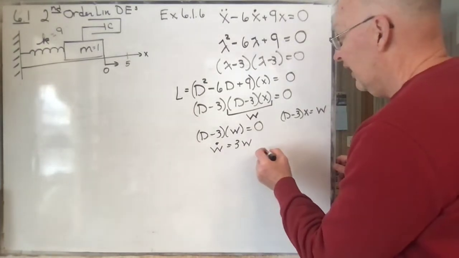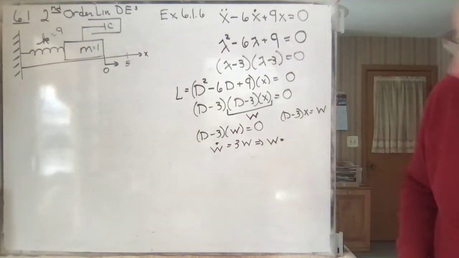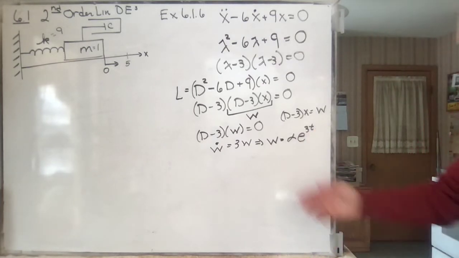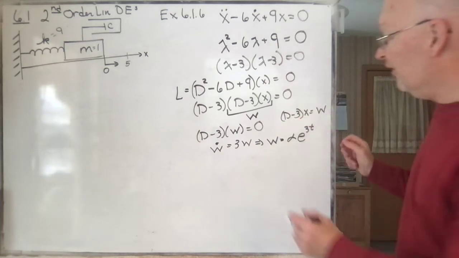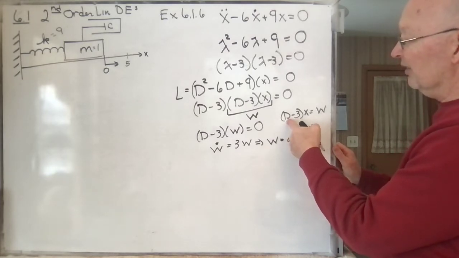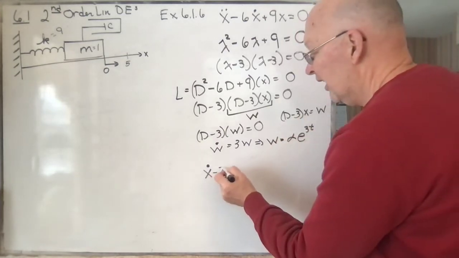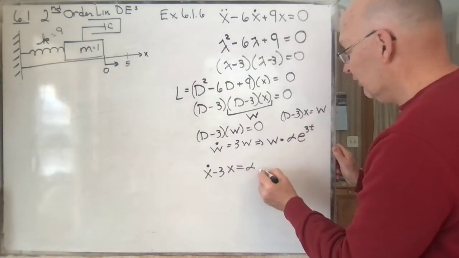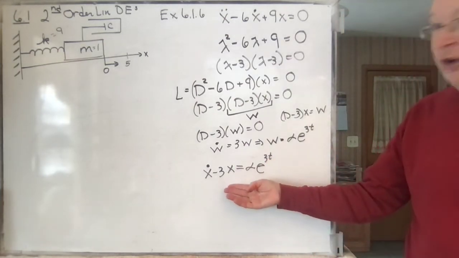So I know already that W is of the form just some constant alpha e to the 3t. In order to satisfy this, W has got to look like that. Now I can go to this one. It's first of all the derivative of x, so it's going to be x prime minus 3x is equal to W. And we already know what W is now. W is equal to this.